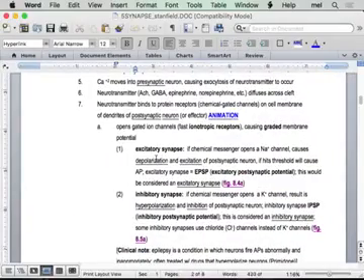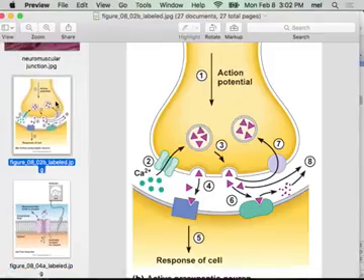what your textbook calls an EPSP. Now, it sounds confusing, but it's really not. Excitatory, because it is. Yes, it's depolarizing. Postsynaptic, because that's the cell you're messing with. Potential, because it's a membrane potential change. Does that make sense?